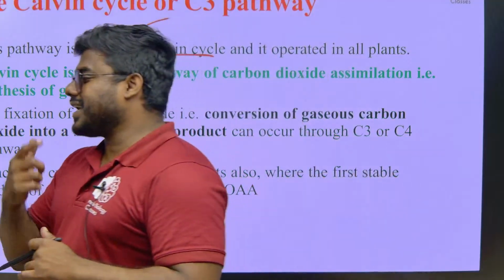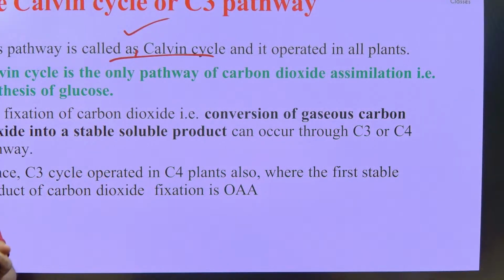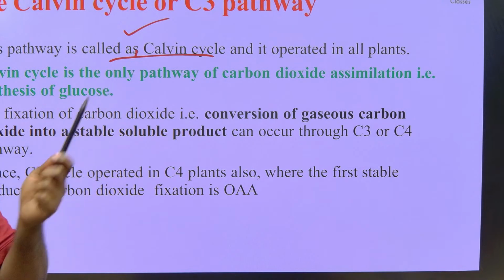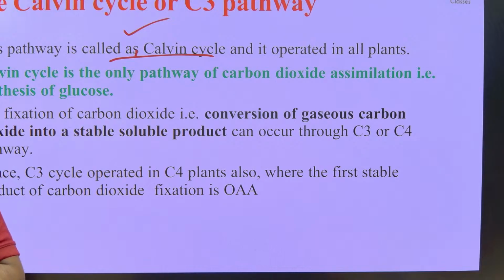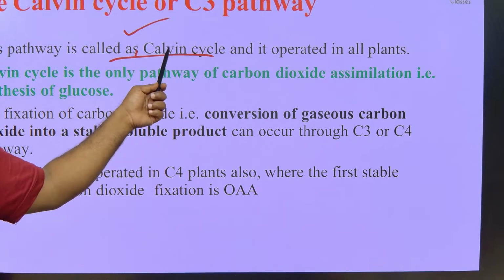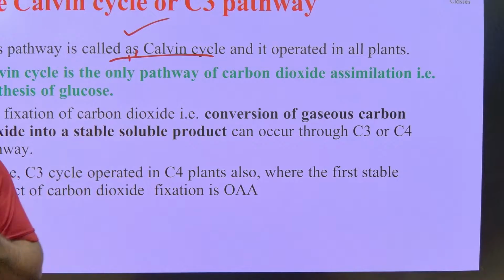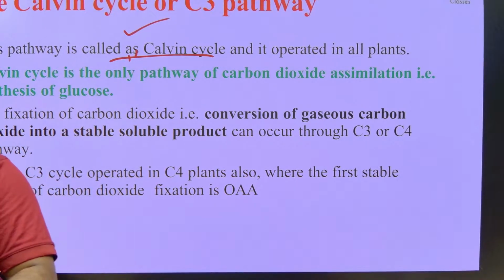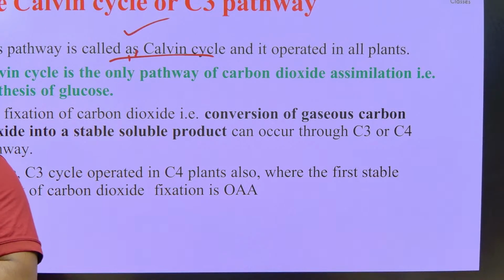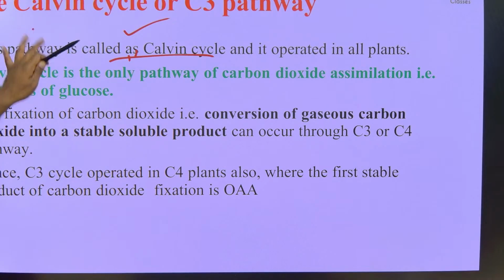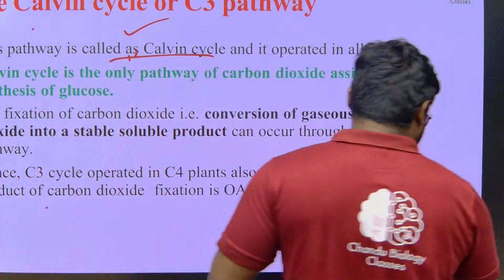In other words, I will tell you, the C3 pathway commonly occurs in C4 and CAM plants also. Every plant on this earth has to reduce carbon into glucose. That is possible via the C3 pathway or Calvin cycle. So the Calvin cycle is common even in C4 plants and CAM plants, because this is the only pathway by which carbon can be reduced into glucose. No point of getting confused over there.